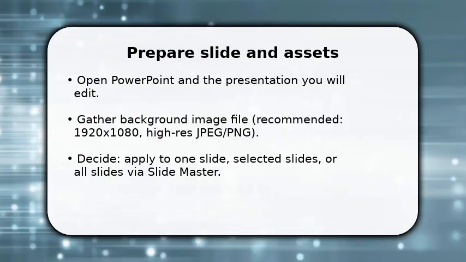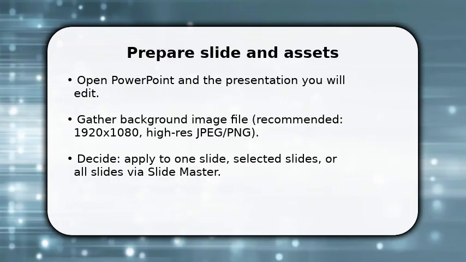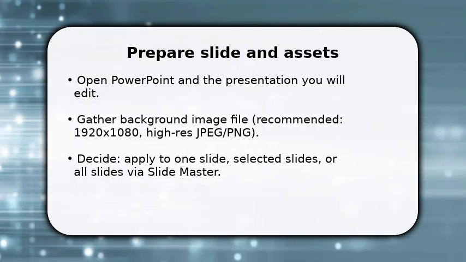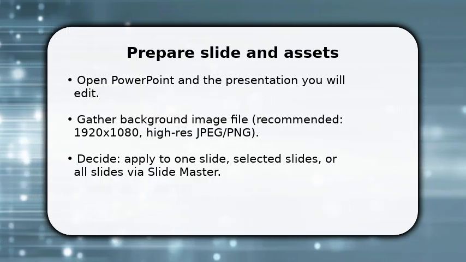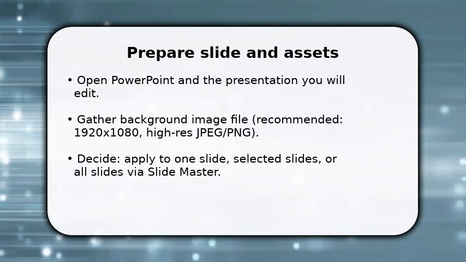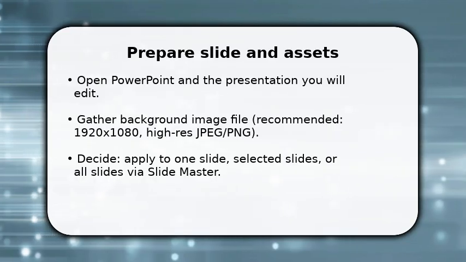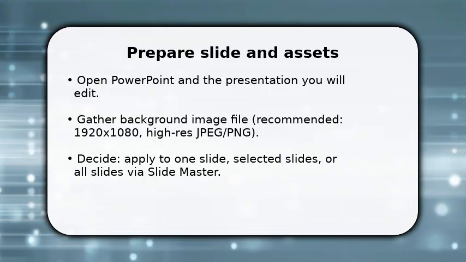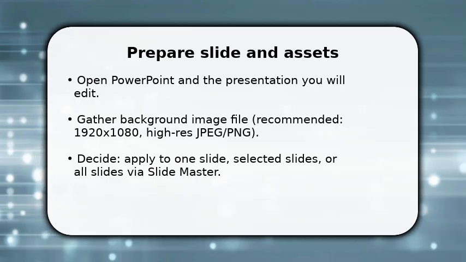You have your presentation open and a high-resolution background ready. Now place it correctly. First, insert the image via Insert Pictures onto the target slide so you see scale and crop. Once placed, right-click the image and choose Send to Back to Free Foreground Content. Make sure to lock aspect ratio when resizing so the image doesn't stretch.